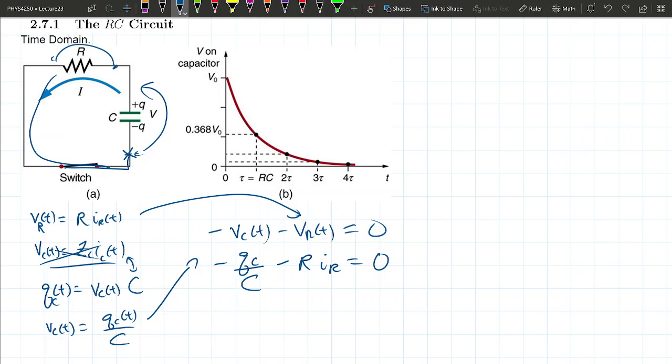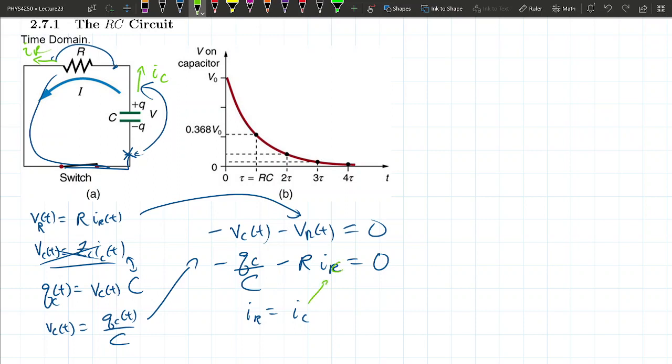Before I try to solve it, I know that the current between the resistor and the capacitor is the same. How do I know that? I'm going to call this IC, and this part IR. Should there be a difference, since there's only one pipe? There's only one pipe, so they have to be the same. So in fact, this can be changed into IC.